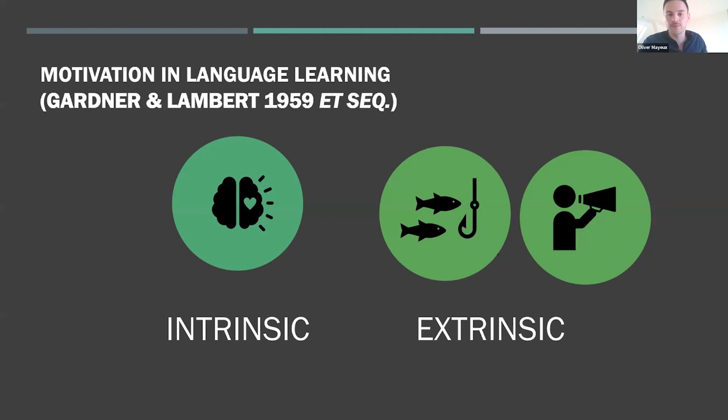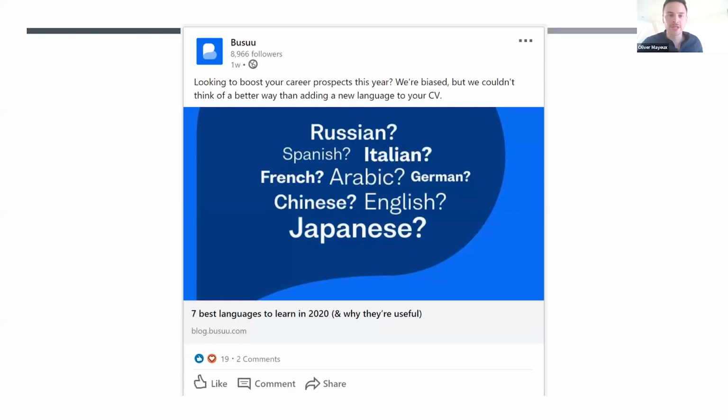And some of you will know a very basic framework of motivation in language learning, which relies on the difference between intrinsic and extrinsic motivation. That is, in the first place, motivation from an inner sense of willingness versus an extrinsic motivation based on the reward or a kind of threat or instruction. This is a very well-known way of thinking about motivation.